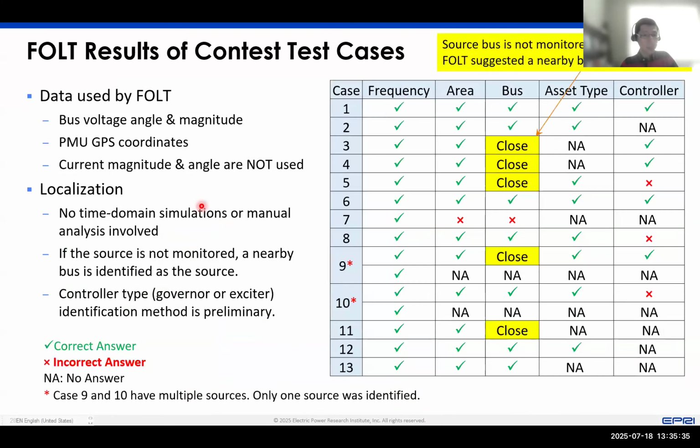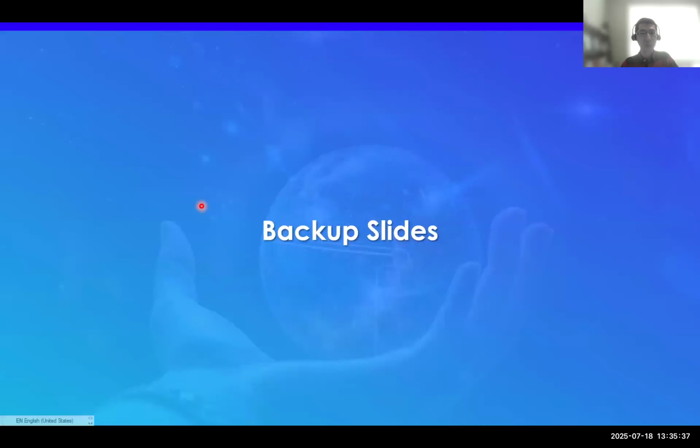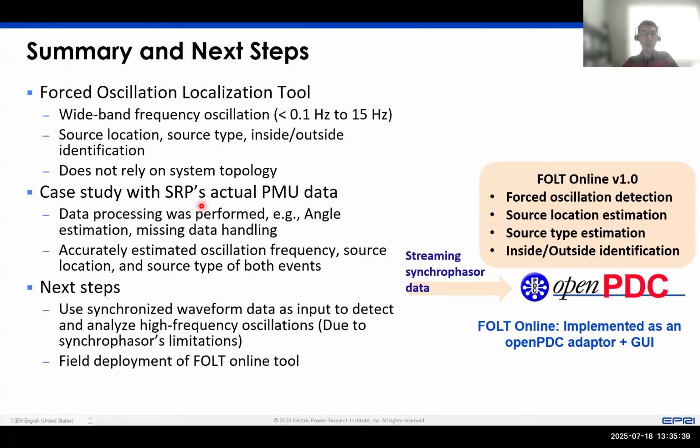That's pretty much what I have. Just a quick summary: we developed a tool to help the system operator mitigate forced oscillation, ultra low frequency, or sustained subsynchronous oscillation by identifying the source location or source origin. In addition to the source location, the tool is also able to identify the source type, either active power control loop or reactive power control loop. And we can tell whether the source is inside or outside your footprint.